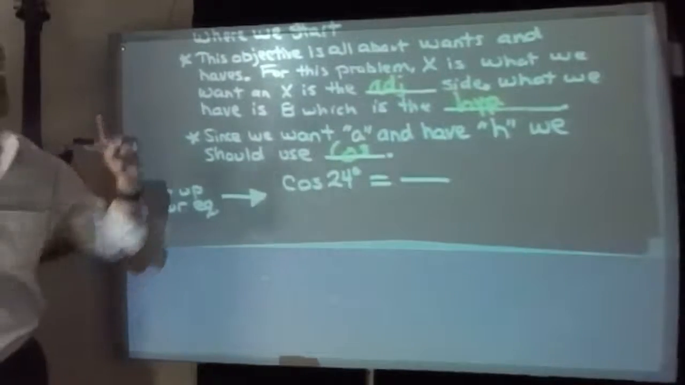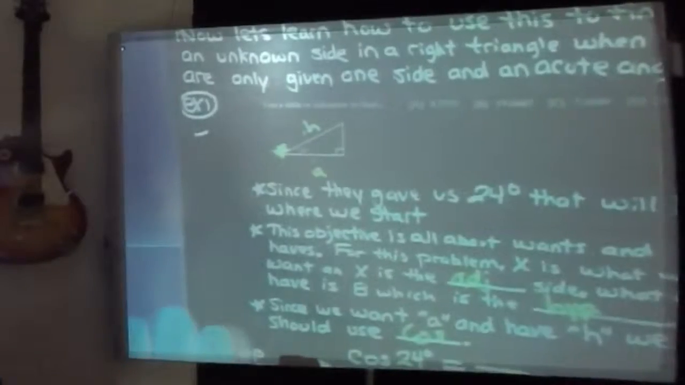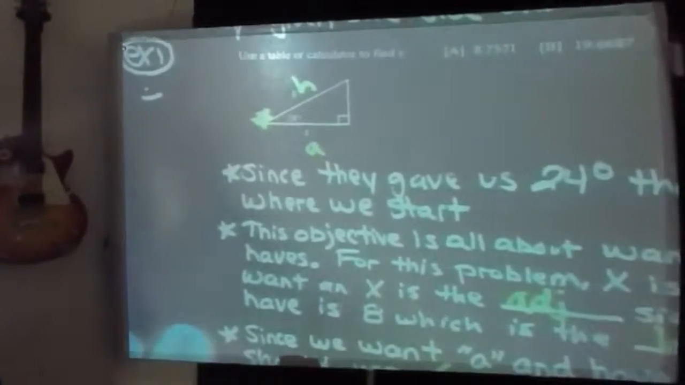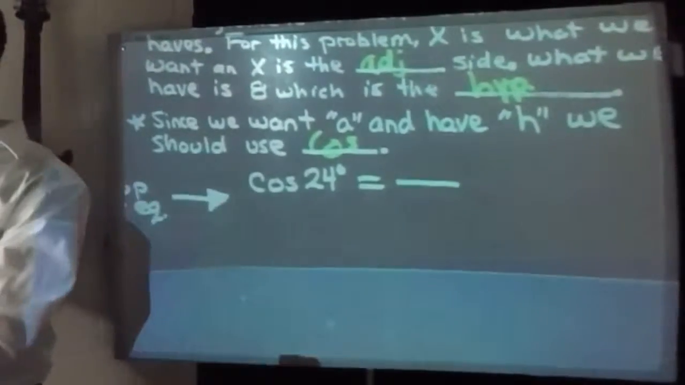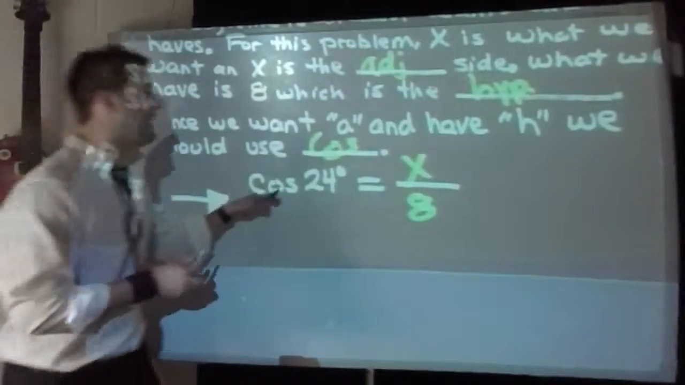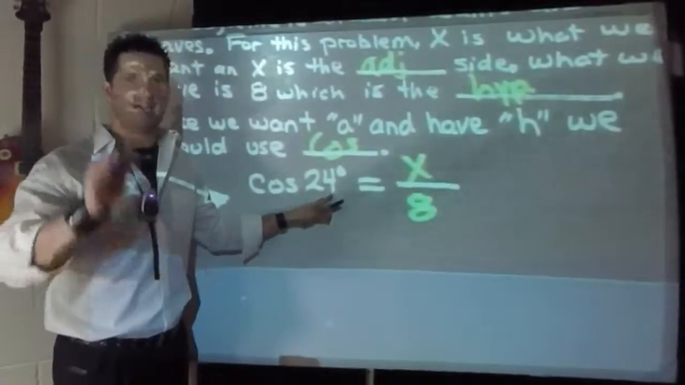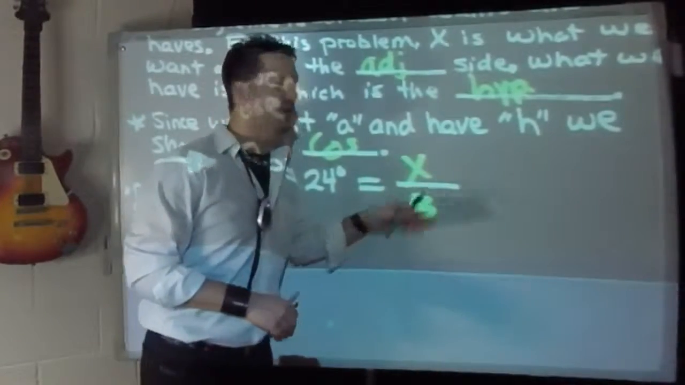Now cosine is A over H. So let's put our A on top. What's our A going to be? X. And our H is? 8. So we're going to put X over 8. So you write cosine, you put the angle right next to it every time. Cosine, angle, equals that fraction A over H.